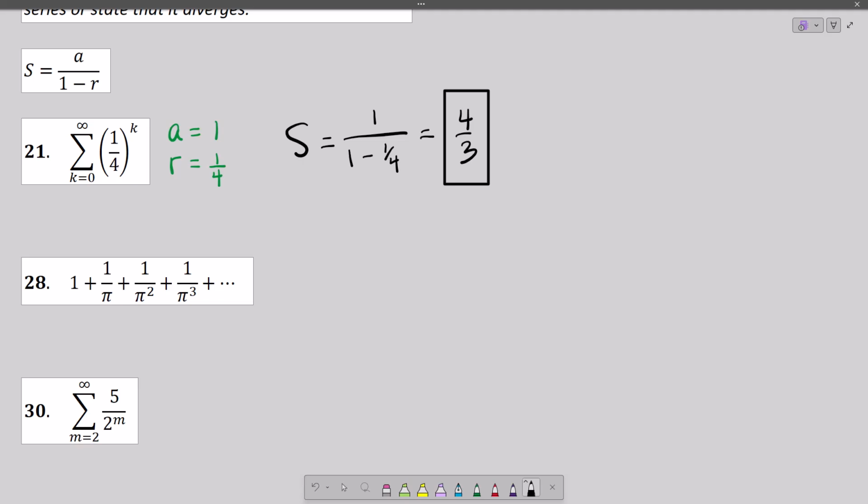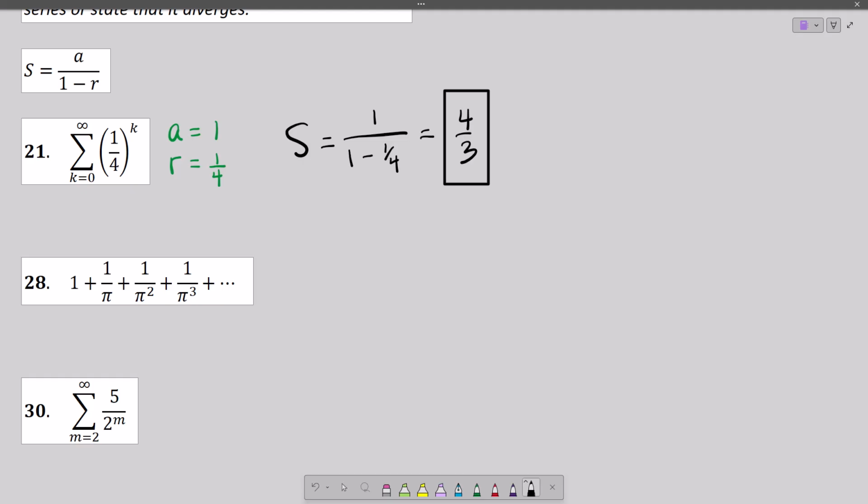One divided by 1 minus a quarter. 1 minus a quarter is 3/4. We flip the 3/4 and get 4/3. That is the sum of that infinite series. Much easier than the partial sums.